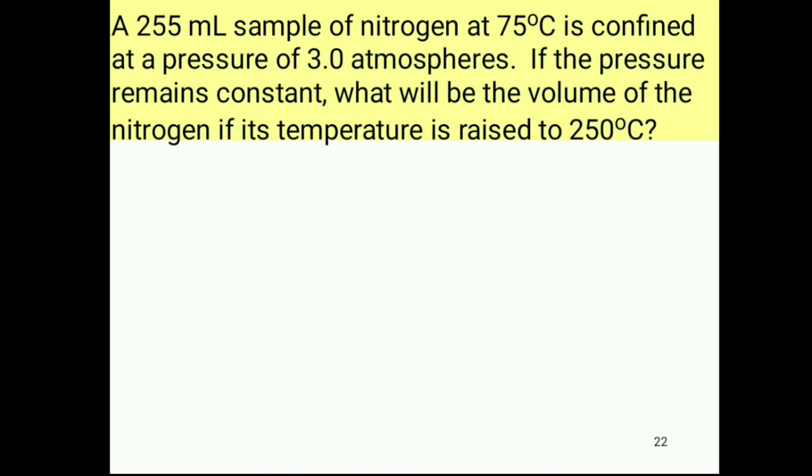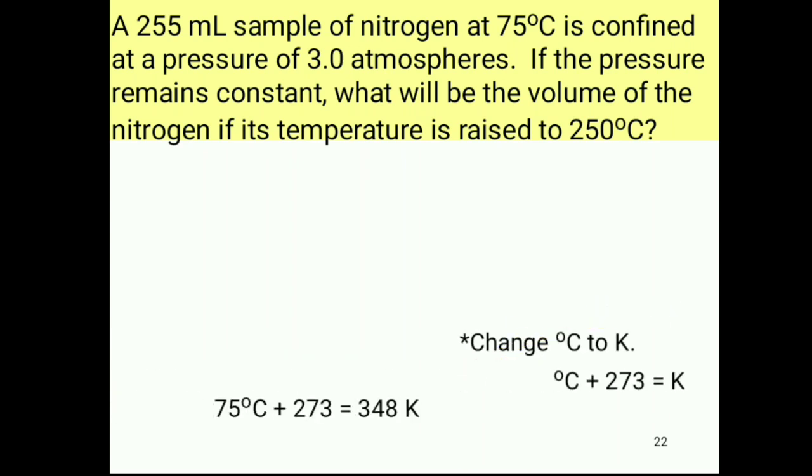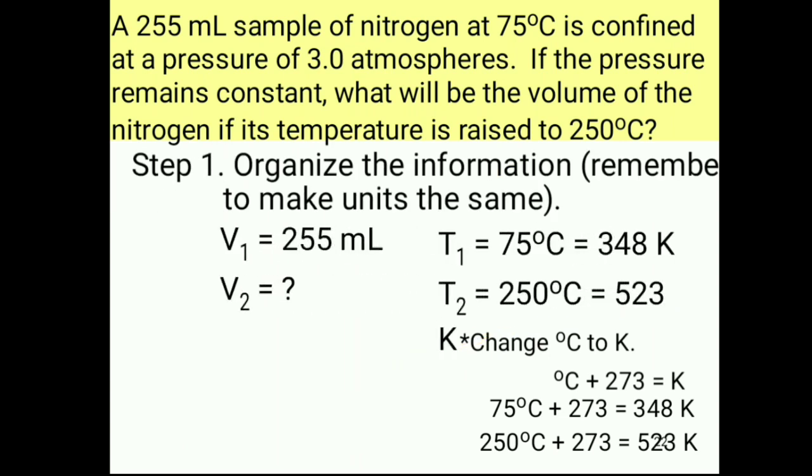So the initial volume is 255. As we have said, the relationship is direct proportion. So if there is an increase in temperature, there must also be an increase in volume. So let's find out. Let's answer the problem by first identifying the given. The given quantities: we have an initial volume of 255 milliliters and an initial temperature of 75 degrees Celsius.